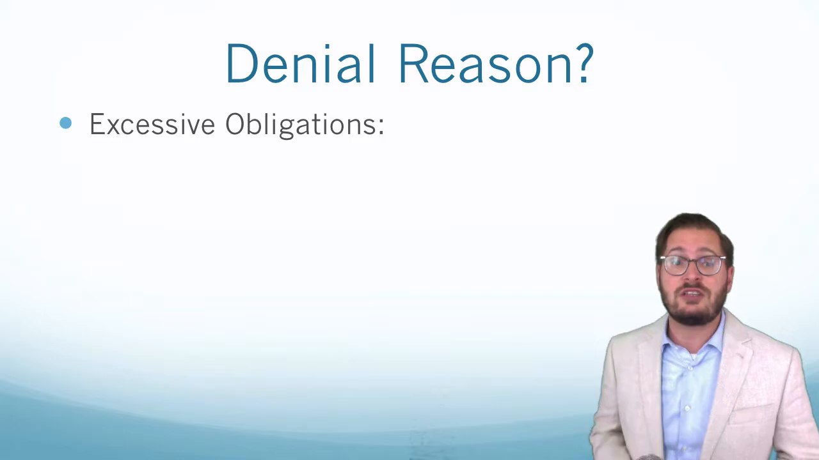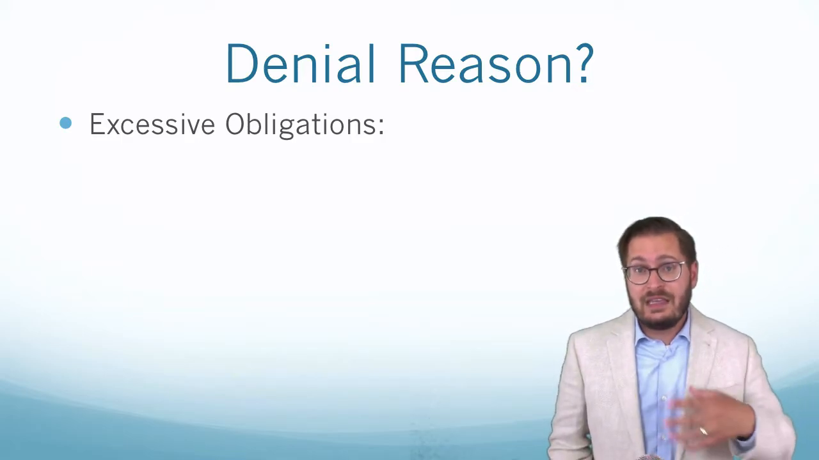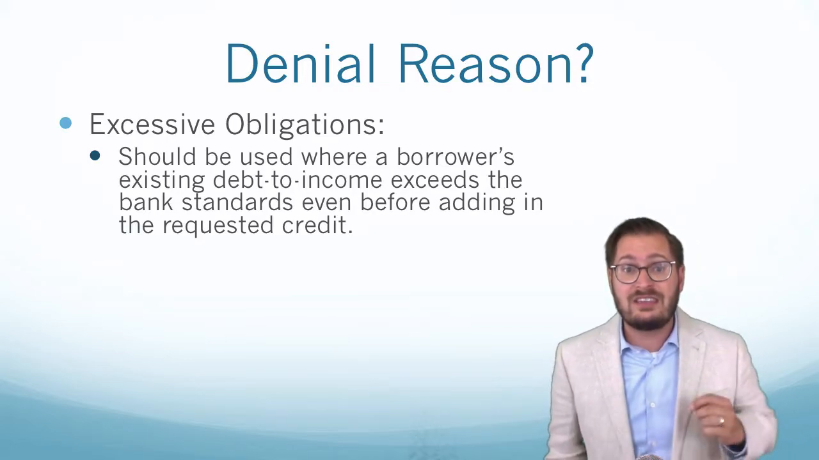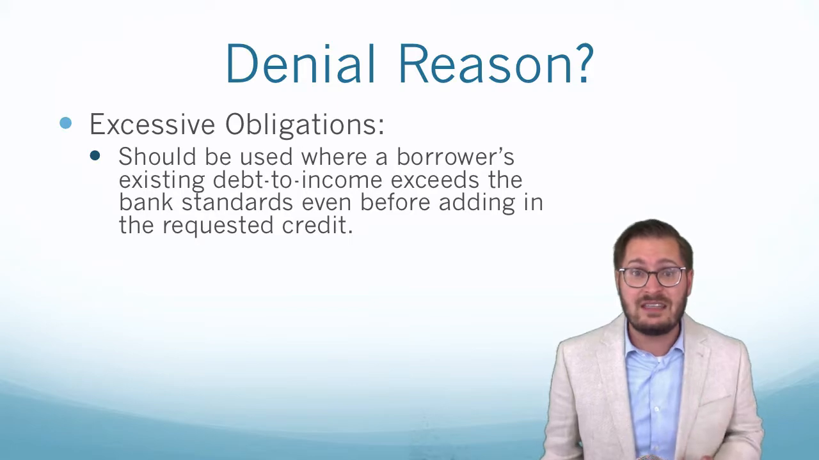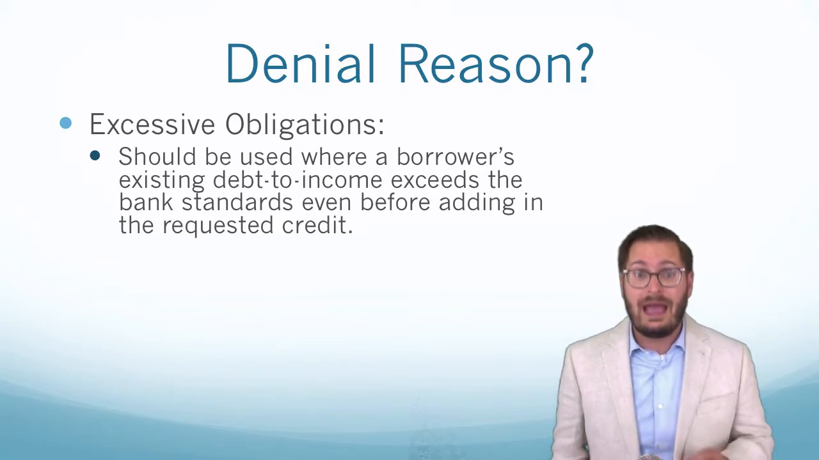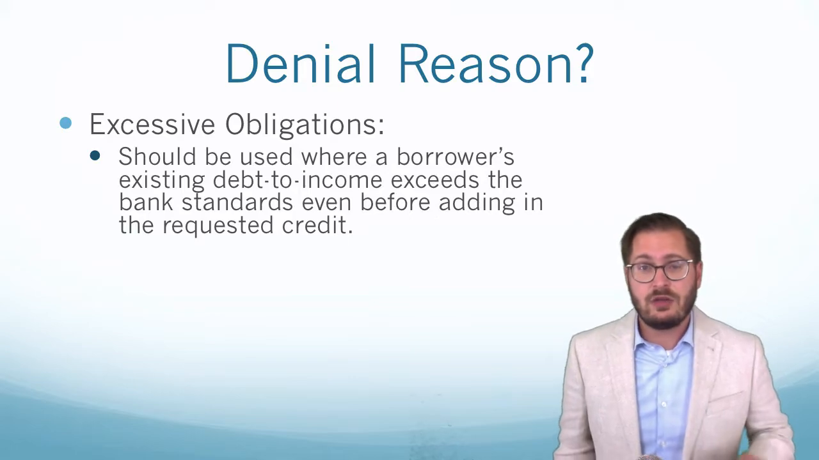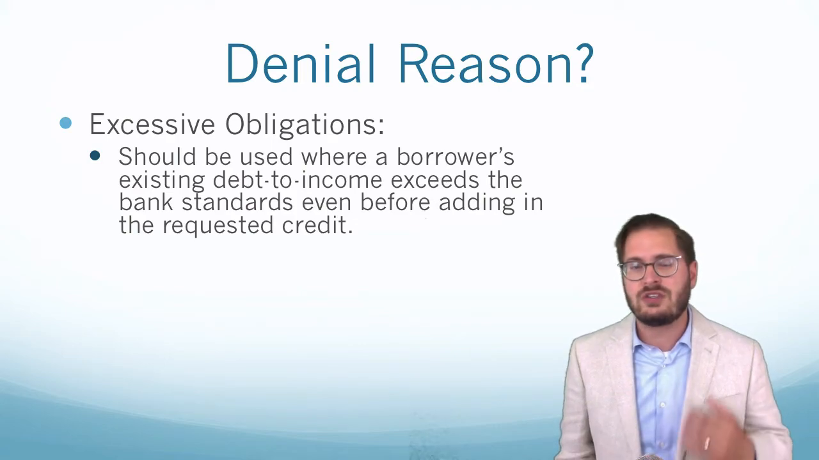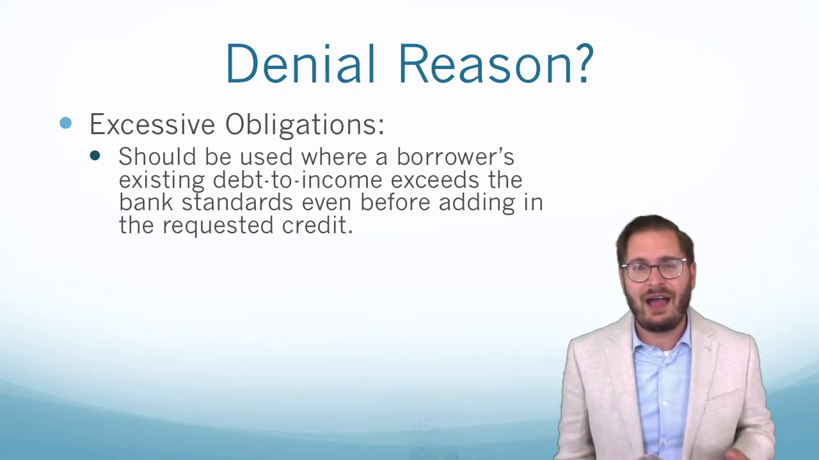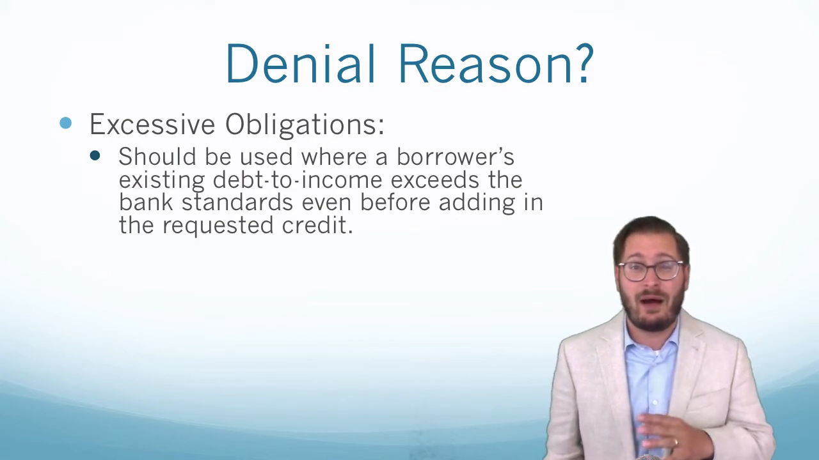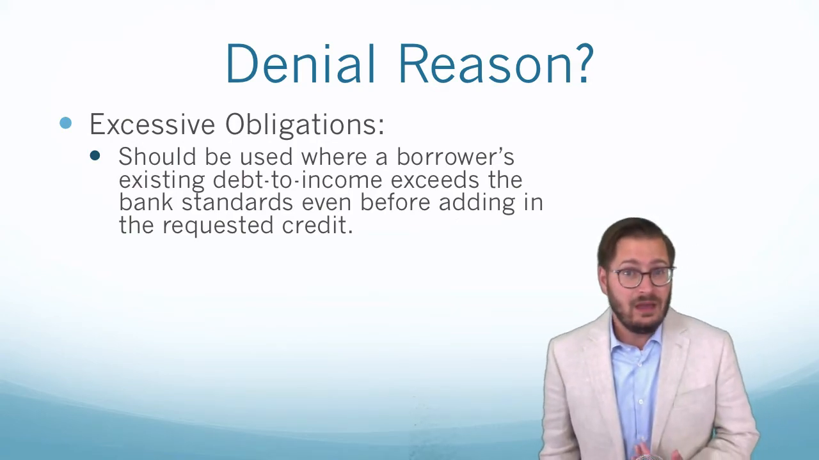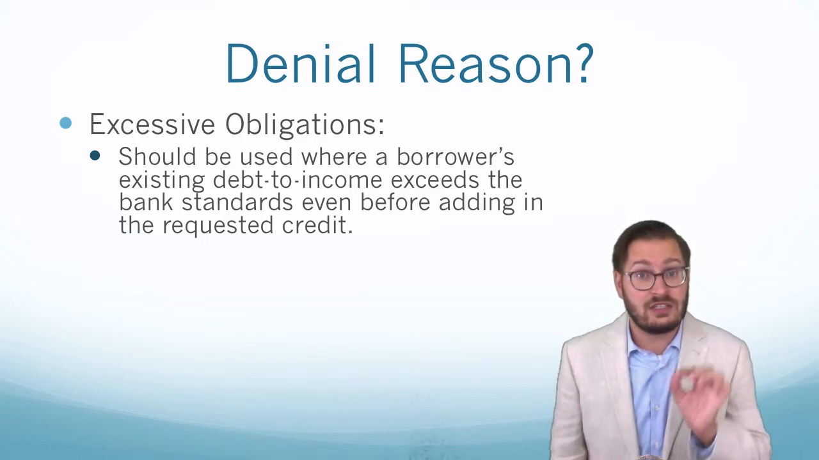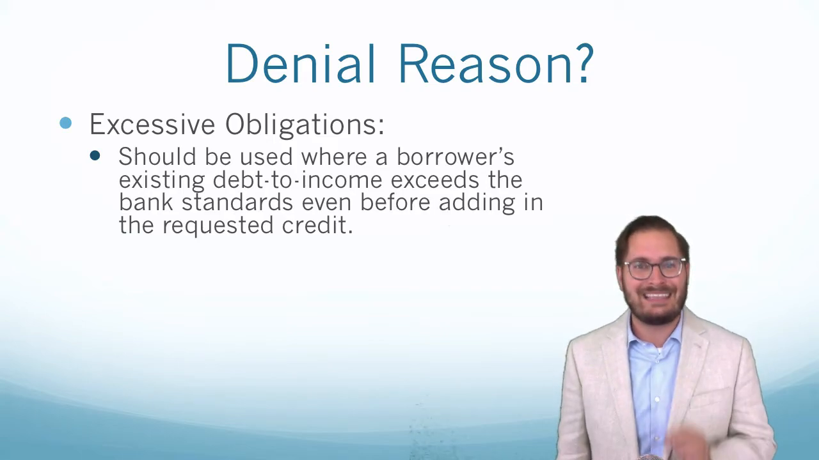Now, excessive obligations, what I believe is key here is to only use excessive obligations where a borrower's existing debt to income ratio exceeds the bank's standards before adding in the requested credit. So the bottom line is their DTI is already too high before you include the proposed payment. So if their DTI is already 45 and you're going to add in a proposed payment that would put them up to 55 debt to income, then you're going to use the reason of excessive obligations because their DTI is already too high before the proposed payment is added in.